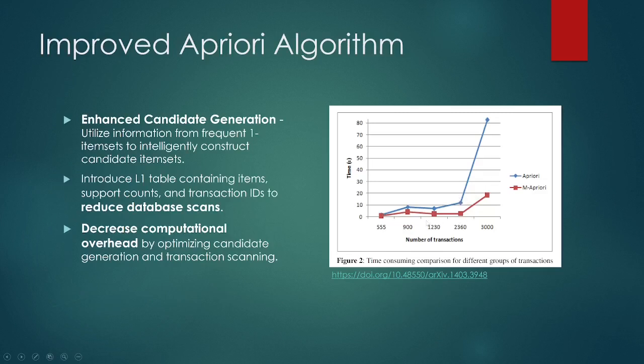If you see in this graph, the blue one is the a priori algorithm, and with the increase in the number of transactions, the time increases. But in the modified a priori algorithm, the time is not increasing as compared to the previous algorithm.